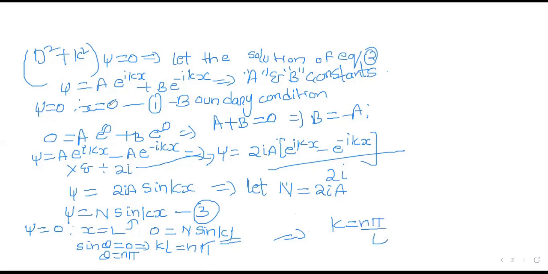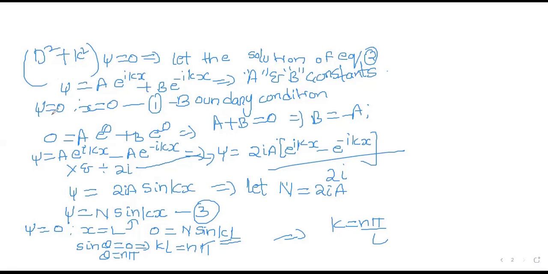Everybody, we started with our equation, del square plus k square into psi is equal to 0. This is a second order differential equation, so it will have the solution psi is equal to a into e to the power of ikx plus b into e to the power of minus ikx. Since a and b are constants, we apply the boundary conditions. You can refer to the figure.